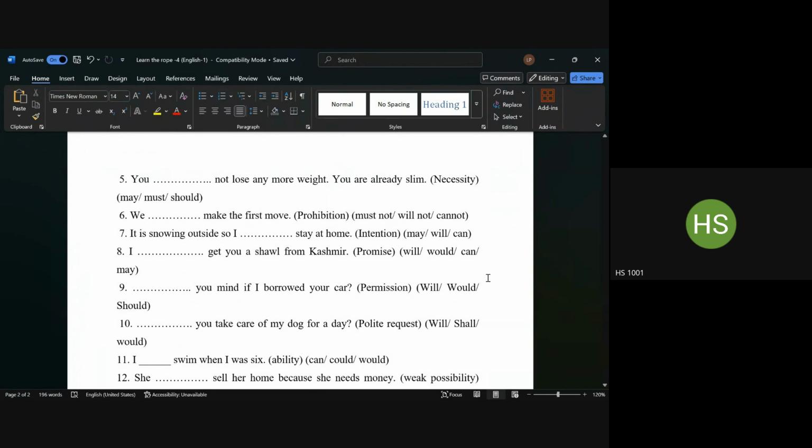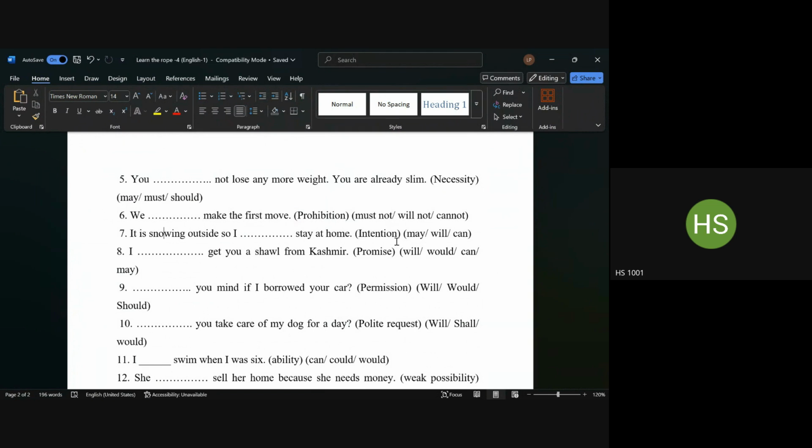Seventh one: It is snowing outside, so I dash stay at home. Intention. I will stay at home. It is snowing outside, so I will stay at home. Intention. Eighth: I dash get you a shawl from Kashmir. Promise. Will, would, can, may. I will get you a shawl from Kashmir. So if it is to show a promise, then "will" is the most appropriate choice.